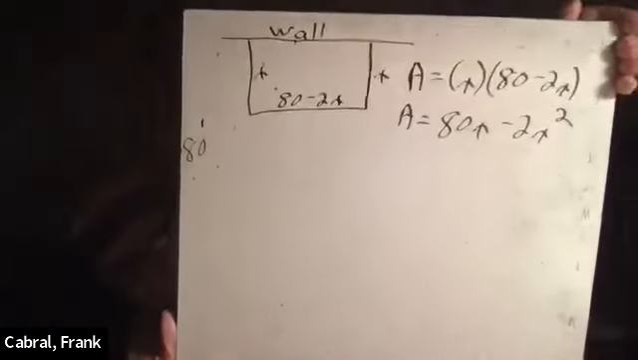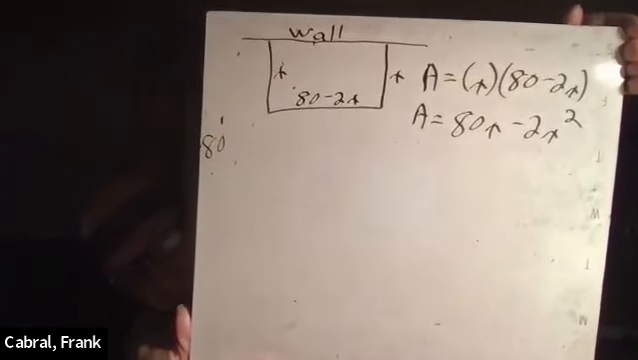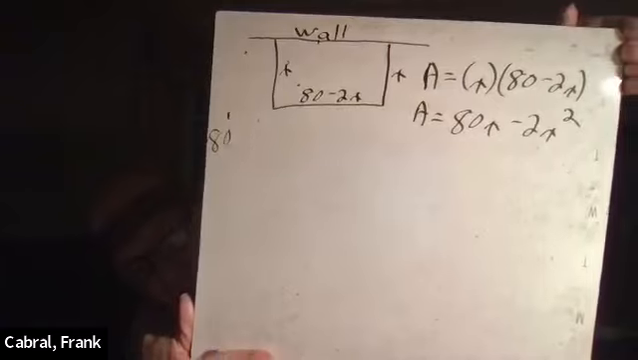So area is equal to X, which is the width, times the length, which is 80 minus 2X. Before I show you this, let me just multiply all this out. So I have 80X minus 2X squared. So again, nice and simple. Nice, friendly, simple quadratic. And because optimization is an application of the first derivative, we're going to differentiate that. We're going to find A prime.